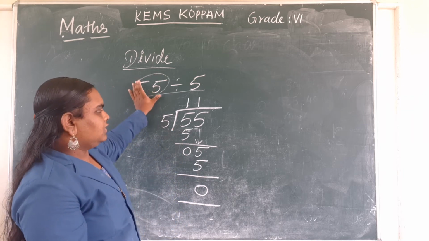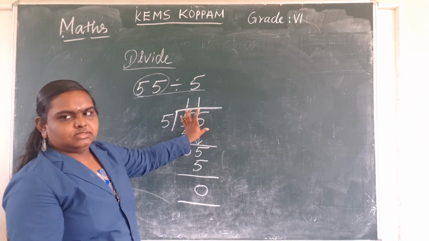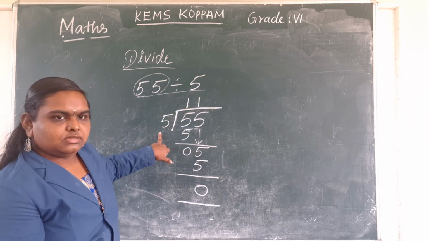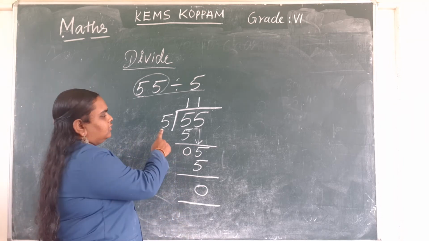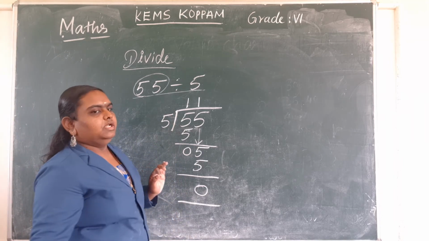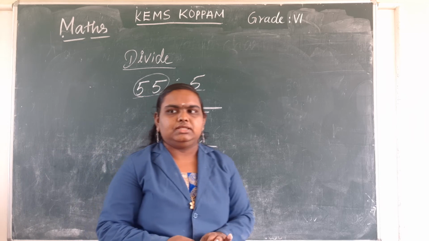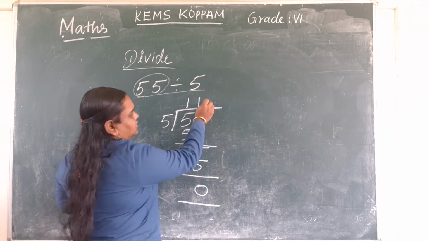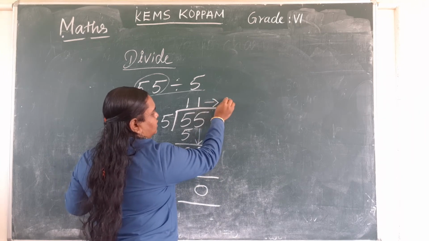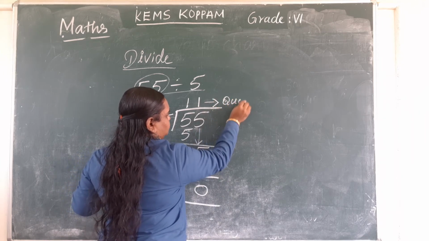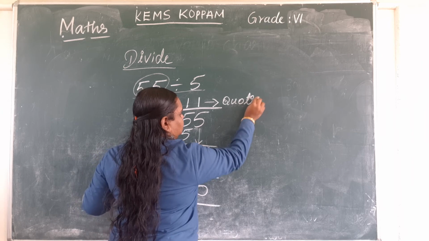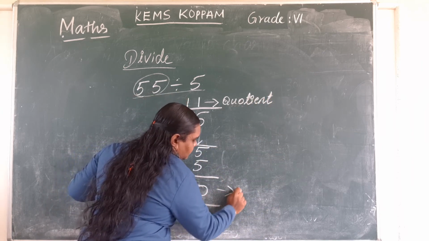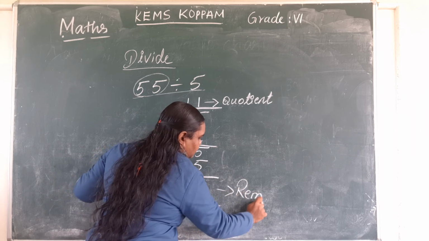First, we have to write the biggest number inside. Then we have to write the smallest number outside. Then you have to see the multiplication table. Then we have to write the answer. This is the quotient and this is the remainder.